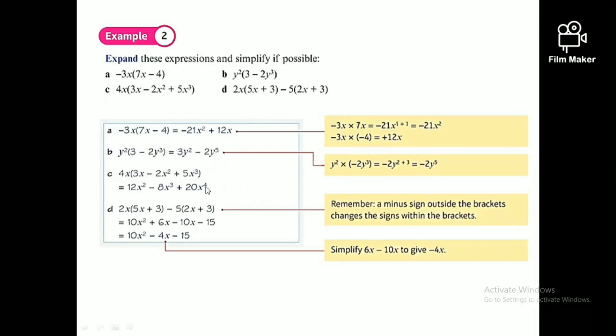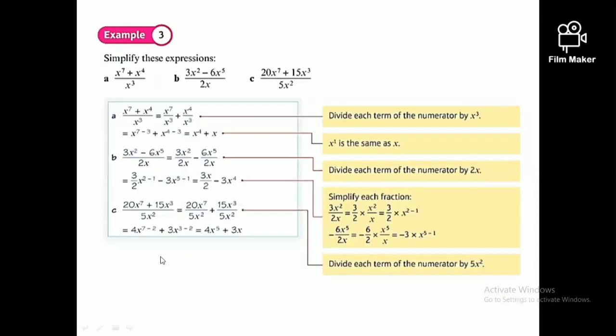Okay, right. Then the next expansion is 2x times of 5x plus 3 minus 5 times of 2x plus 3, right? Then 2x into 5x is 10x squared. 2x into plus 3 is 6x. Minus 5 into 2x is minus 10x. Minus 5 into plus 3 is minus 15. So you cannot add x squared terms with x term, but you can add the similar x terms, 6x and minus 10x. 10x squared, 6x minus 10x is minus 4x, minus 15 is your final answer.